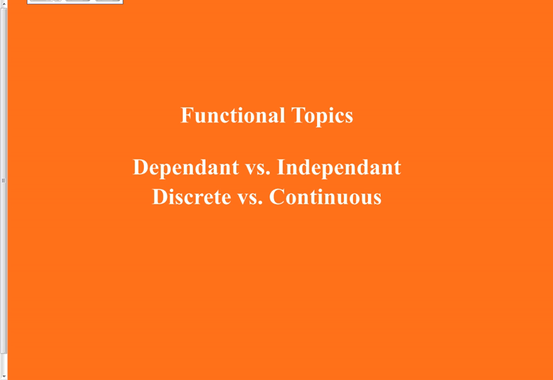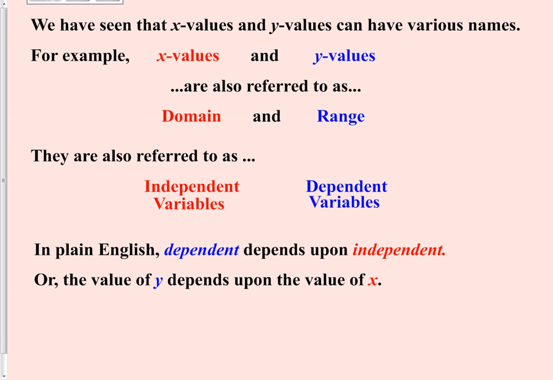The second part of Unit 1, we came back and we looked at the idea of dependent and independent and discrete and continuous. Now, a little bit of vocabulary here. Over the years, we've collected a lot of different vocabulary about what you can call X values. We've called them X values, we've called them domain, they are independent variables. And the same thing with range, Y values, also called range, also called dependent variables, and so on.